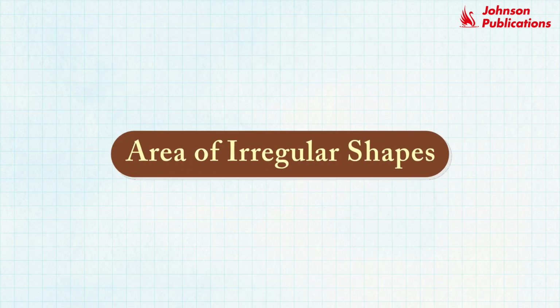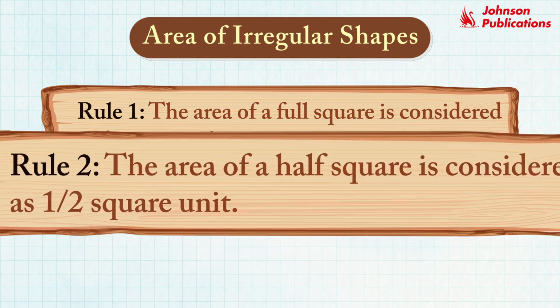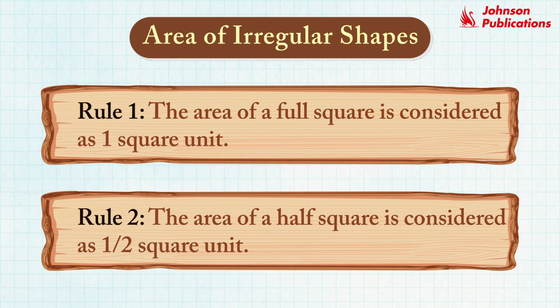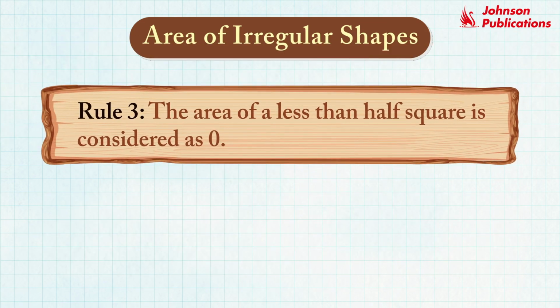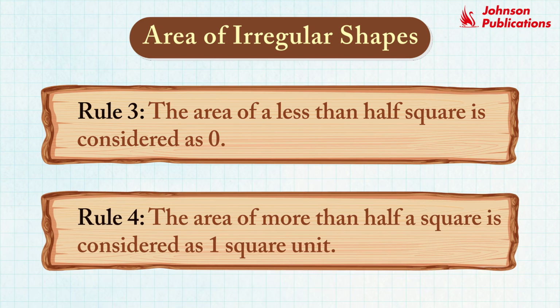Let us now understand how to find the area of irregular shapes. We need to follow some rules to find the area of irregular shapes using the grid paper. Rule 1. The area of a full square is considered as 1 square unit. Rule 2. The area of a half square is considered as a half square unit. Rule 3. The area of a less than half square is considered as 0. Rule 4. The area of more than half a square is considered as 1 square unit.